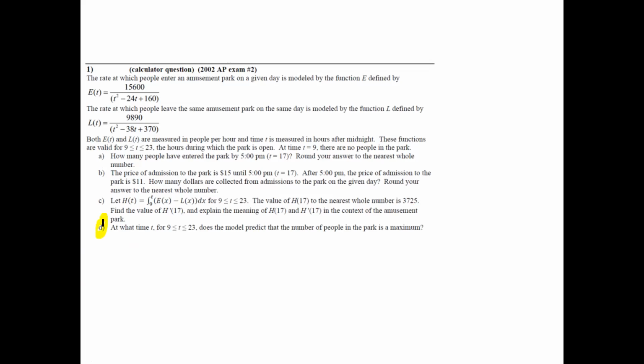Okay, very last one, which is D. At what time between 9 a.m. and midnight or 11 p.m. does the model predict the number of people in the park is at a maximum? So for this one, you will have to look at h prime of t as the first derivative, set it equal to 0, and you would need to find the critical point to test that. So h prime of t is equal to e of t minus L of t, set equal to 0.